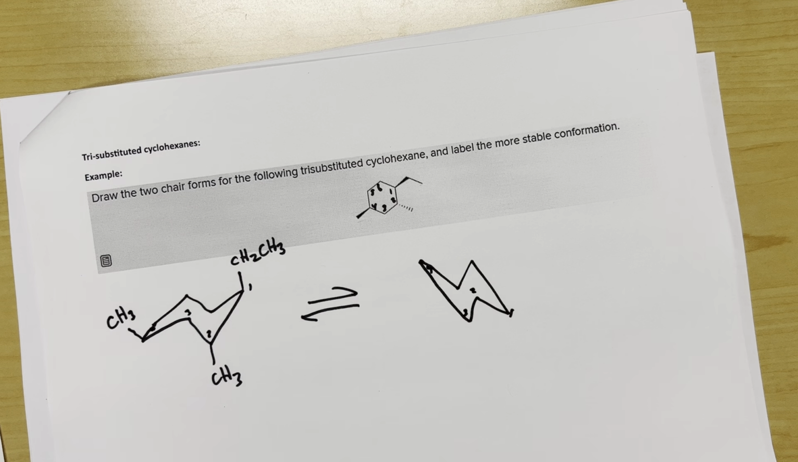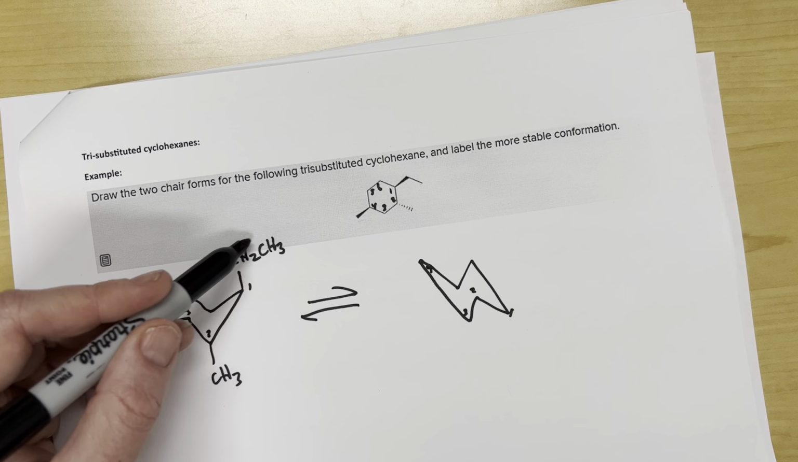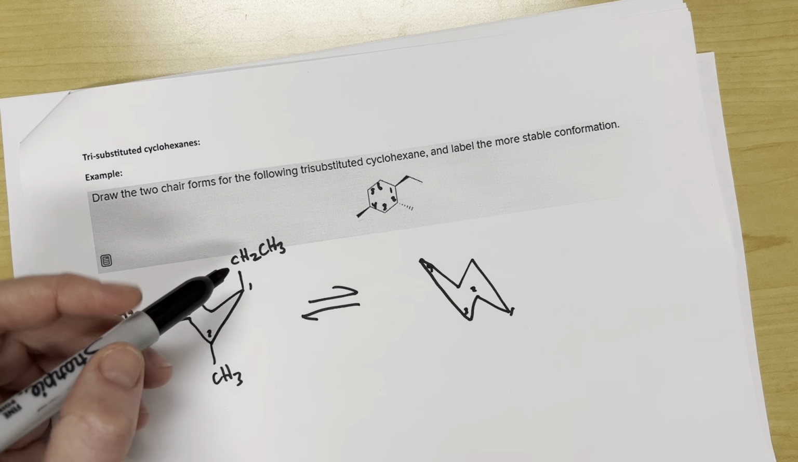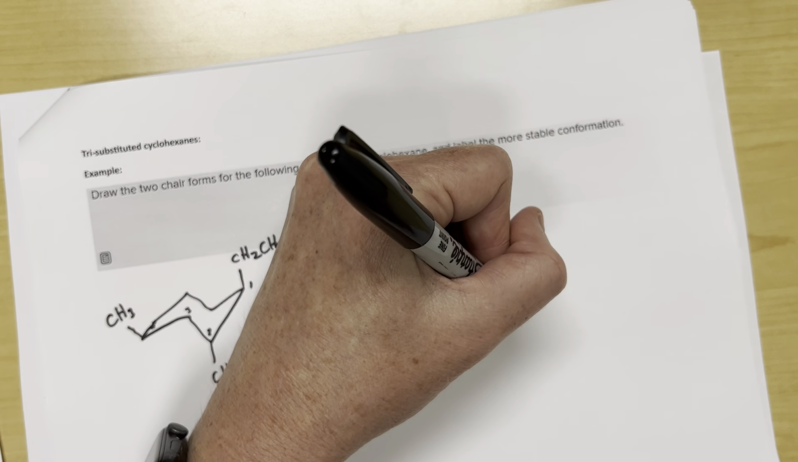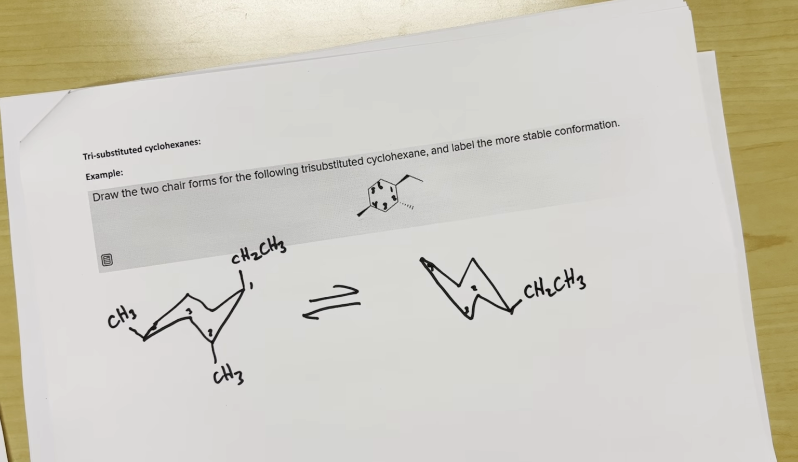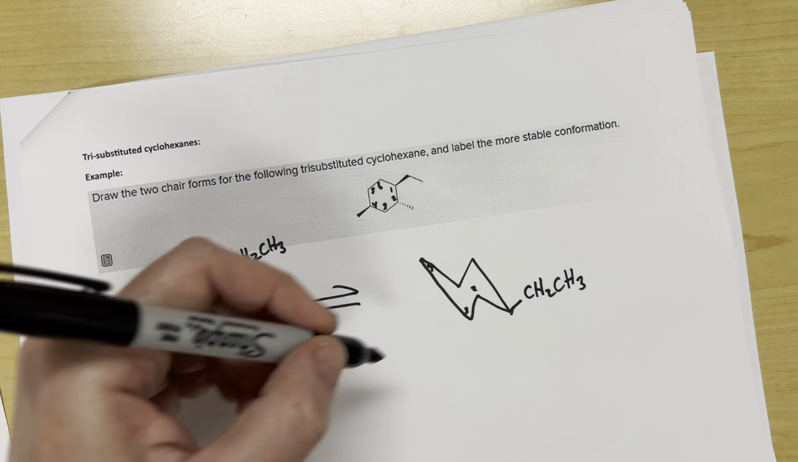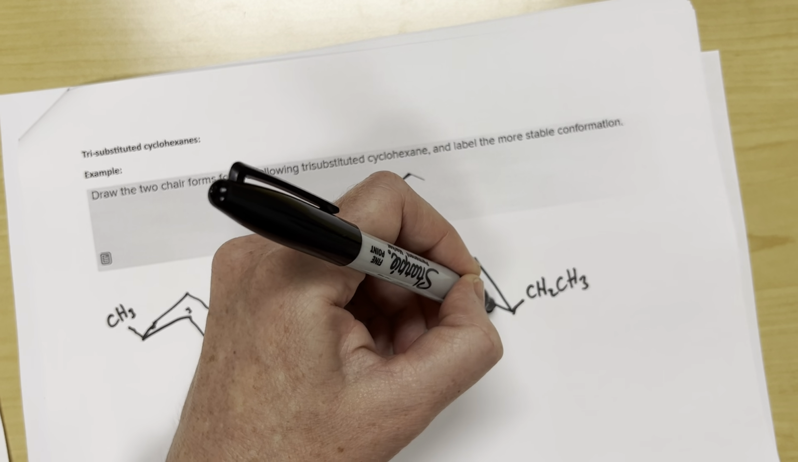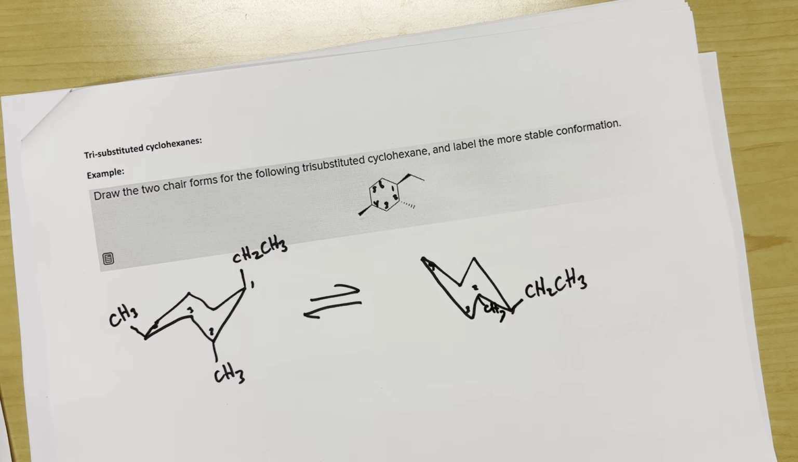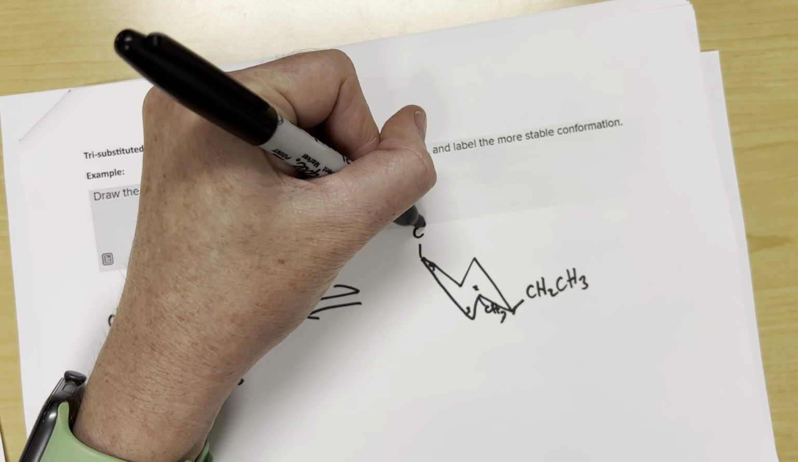What's up stays up, what's down goes down. We just flip axial and equatorial. So this CH2, CH3 was up. So in order for it to stay up here, it has to be equatorial. This CH3 was down. It must remain down. It's going to be equatorial as well. And this CH3, which was equatorial, is now going to be axial.